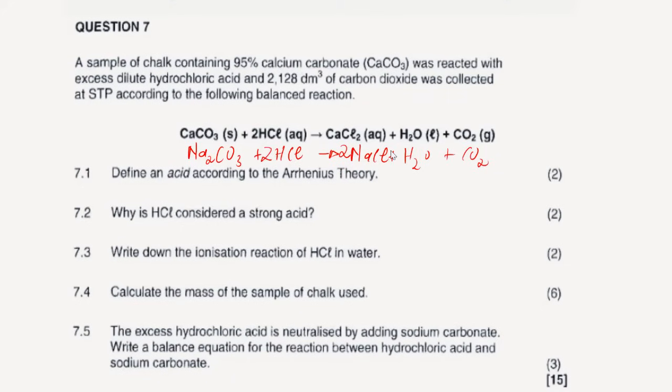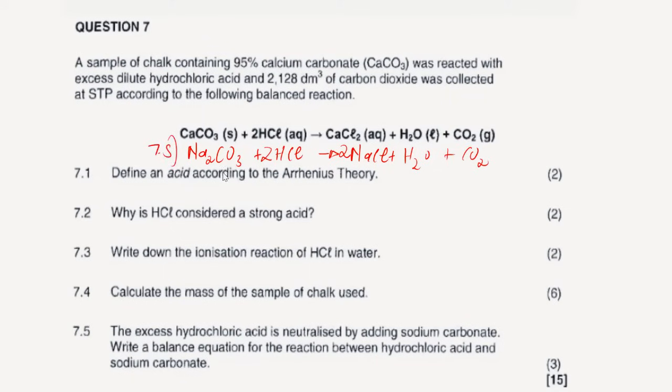Then we have 2 chlorine, and then also here 2 chlorine. But now we have 2 hydrogens. Let's look. We have 2 hydrogens, right? And then how many oxygens? This is 1 plus 2. That's 3. And then how many oxygens this side? We have 3. Obviously, when it comes to the carbon, we have 1, and we also have 1 here. So everything is balanced, right? So you can see everything is balanced, and that's your 7.5.